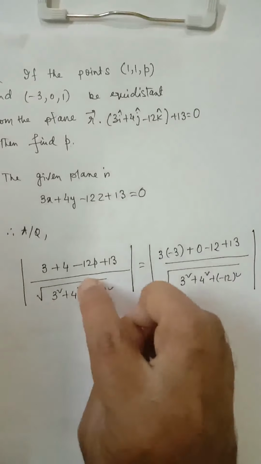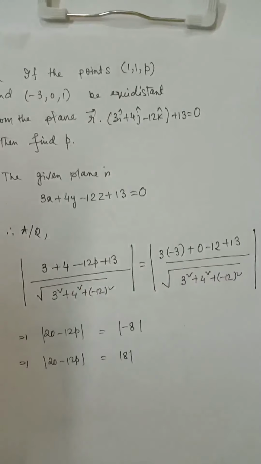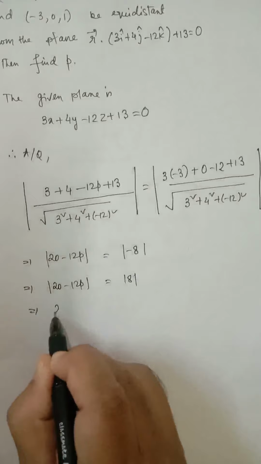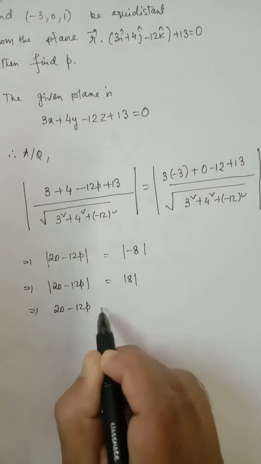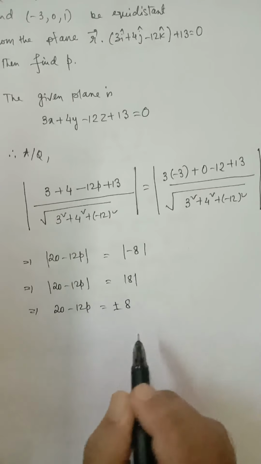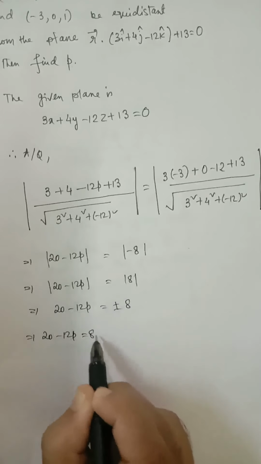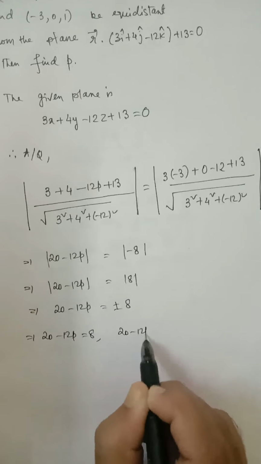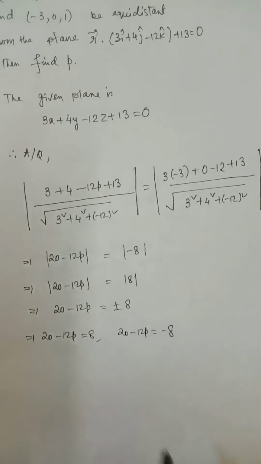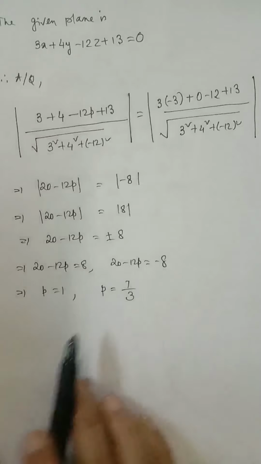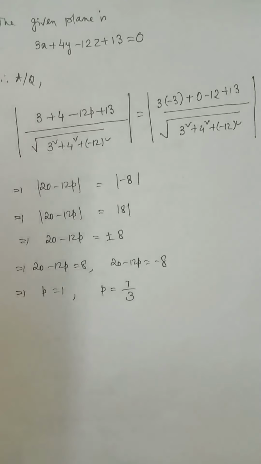You can say the denominator gets cancelled. So after simplification we get this. Now, if we remove the modulus sign, it will be 20 minus 12p equal to plus minus 8. So 20 minus 12p is equal to 8, and 20 minus 12p is equal to minus 8. And solving, after simplification, p equal to 117 by 3 are the required values of p.